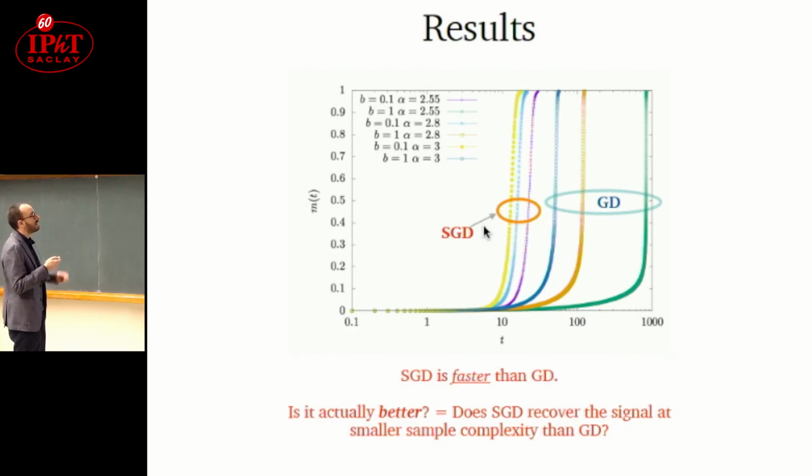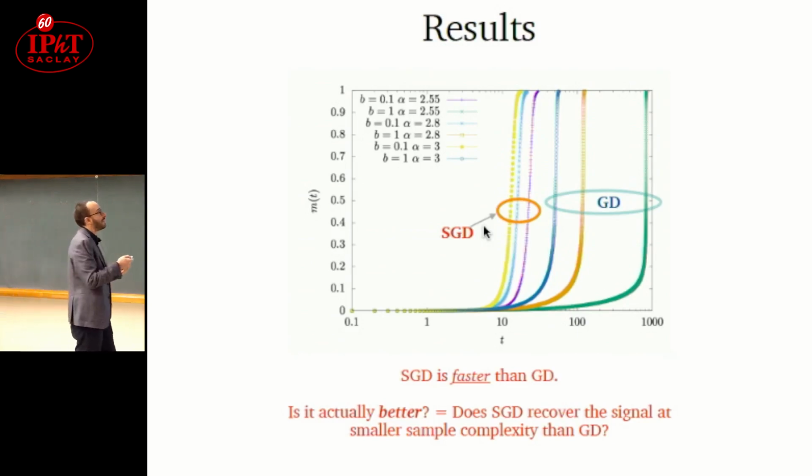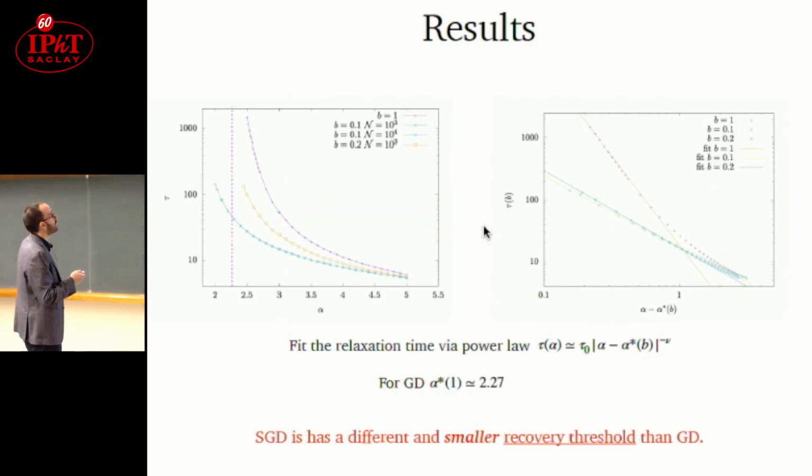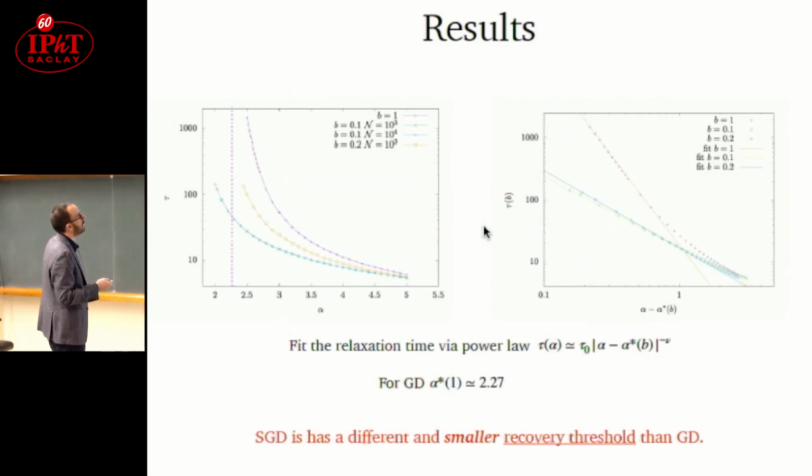What I mean by better: you can expect that at some point the time it takes to go to the ground state will diverge. And this depends on this control parameter, the sample complexity alpha. If I decrease alpha, at some point the time it takes to magnetize will really diverge. Now, is this point the same for the two algorithms or not? You can measure this relaxation time to the ground state. And this purple line is what happens if you look at gradient descent. You see that it diverges at some point.